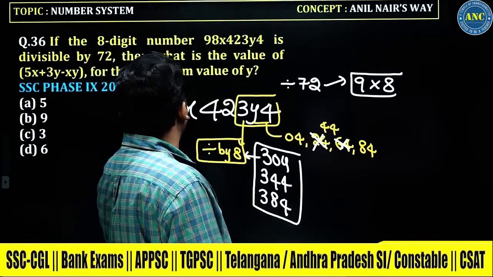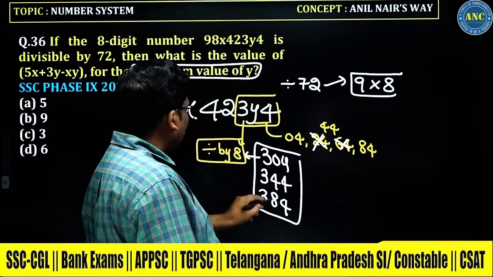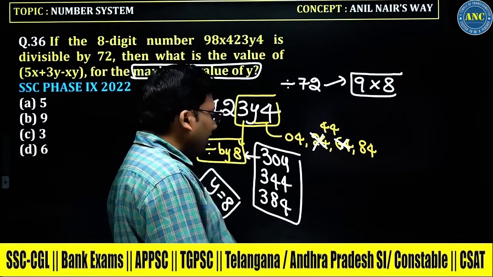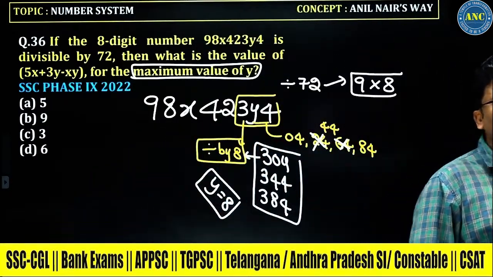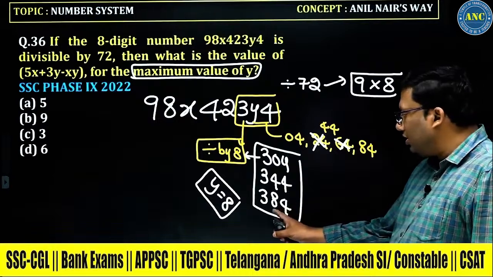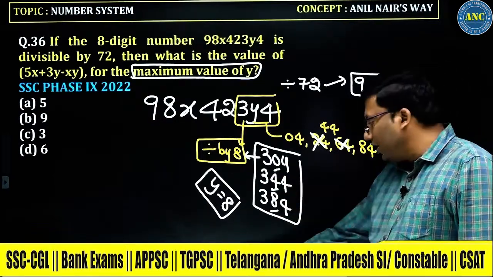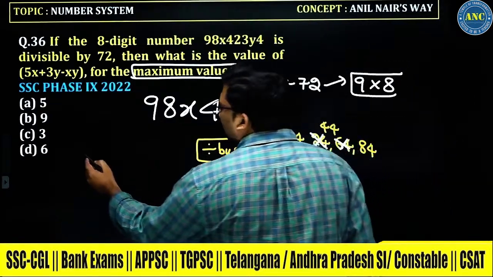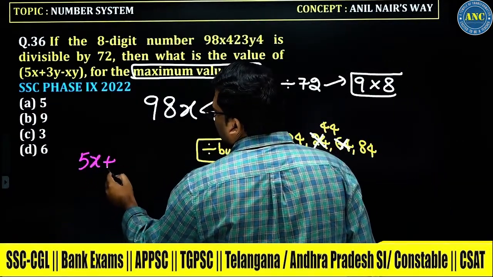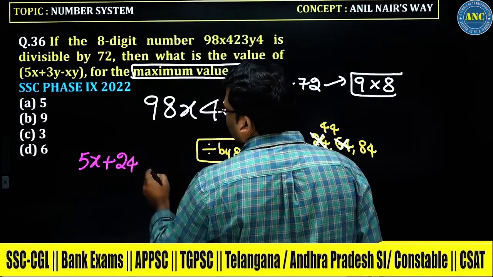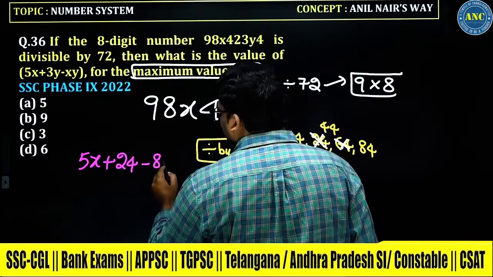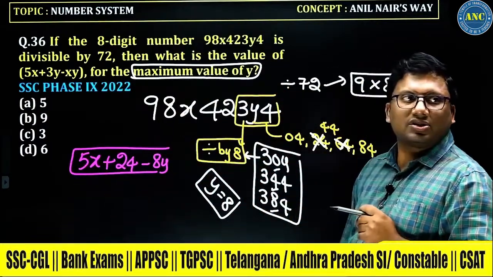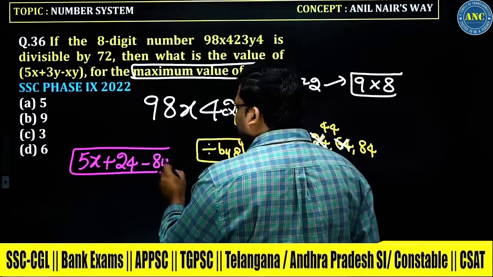For the maximum value, he said, what is the maximum value of y? It is 8. 304, 344, 384 are all the values of y, so y will be 8. If y is 8 and I substitute, this will be 5x plus 3 8s are 24 minus 8 into x.